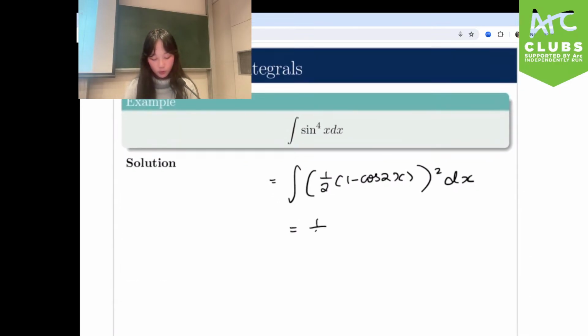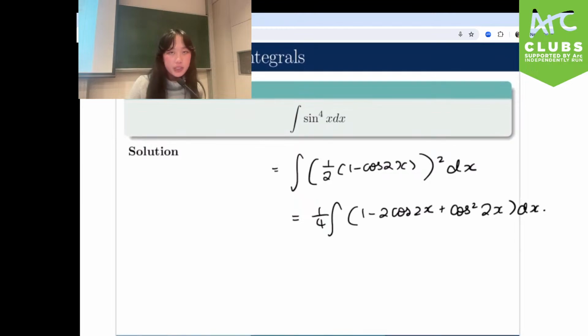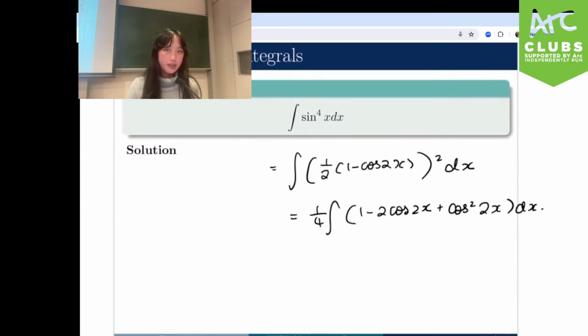We chuck the 1 over 4 out the front. We expand the thing that's inside, which gives us 1 minus 2 cosine 2x plus cosine squared 2x dx. We can split this up because there are some things in here that are much easier to integrate than other things, and it'll look like this.